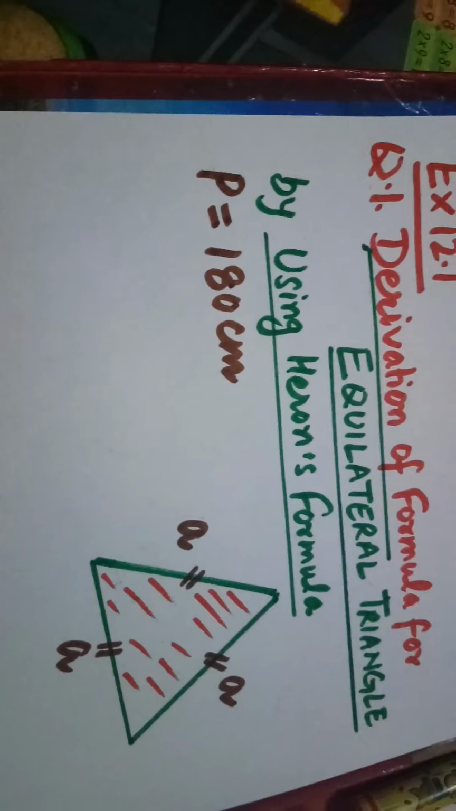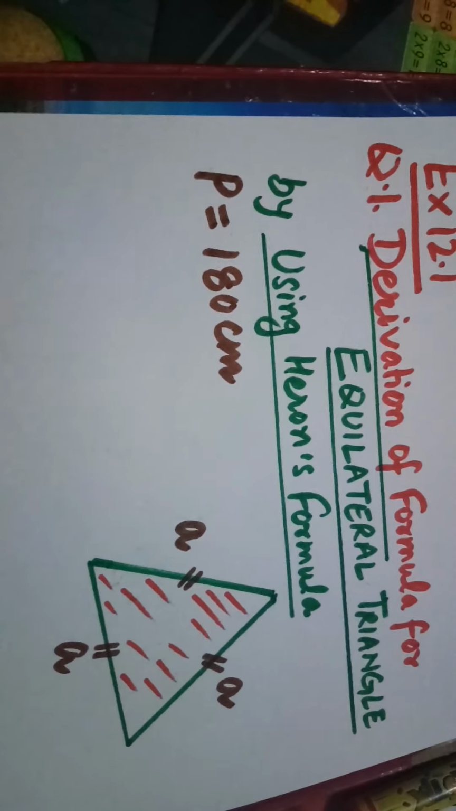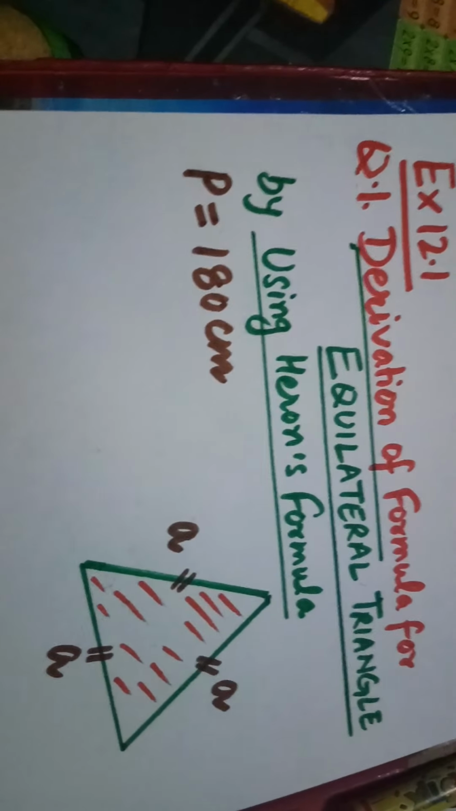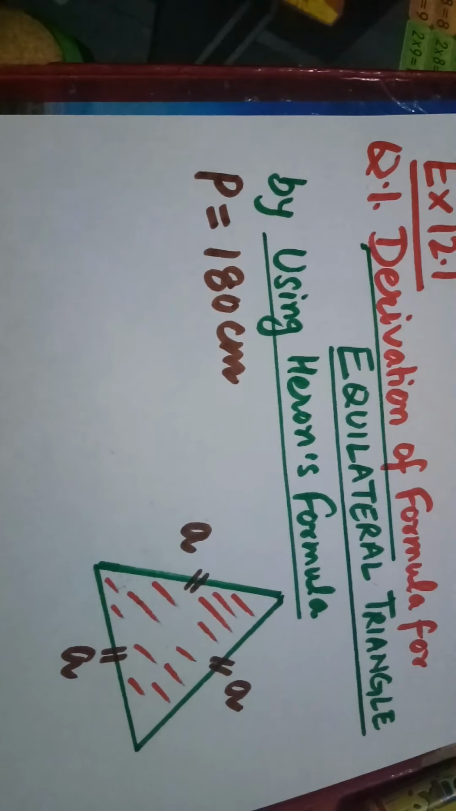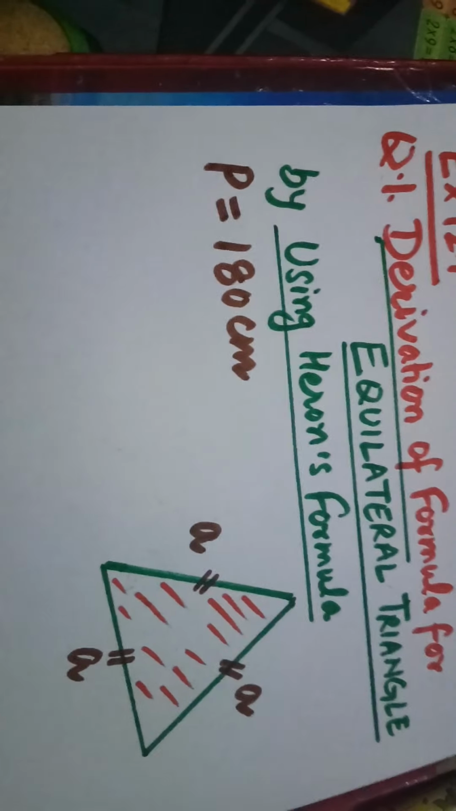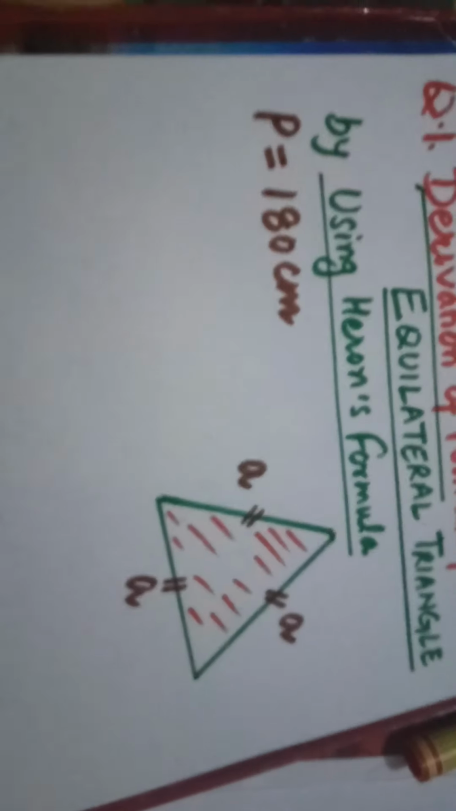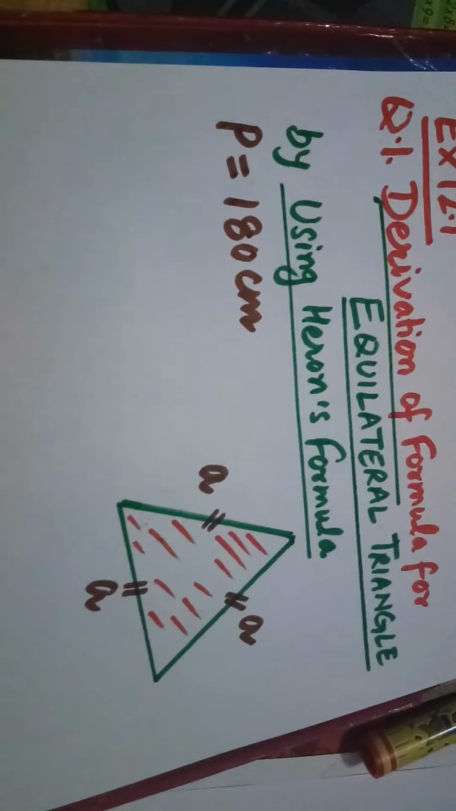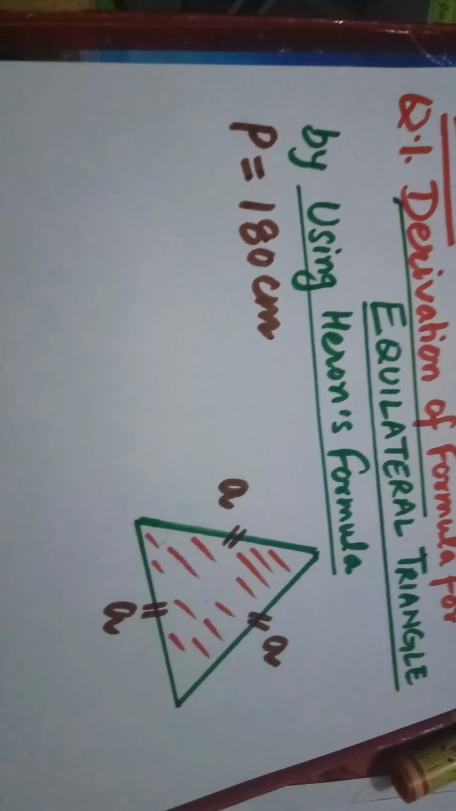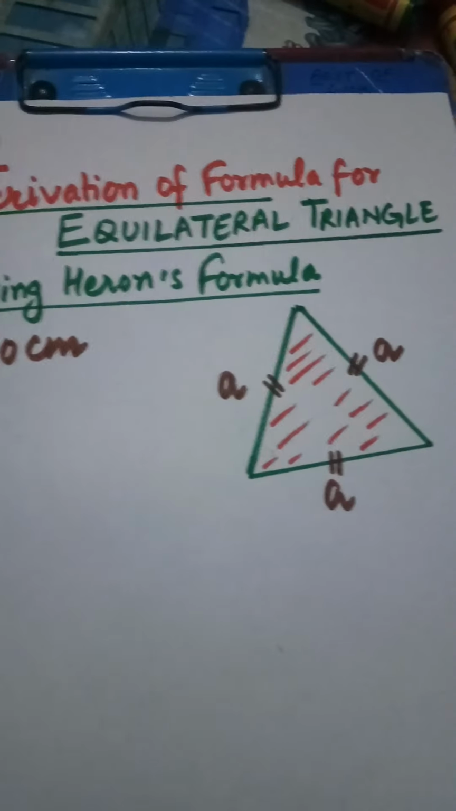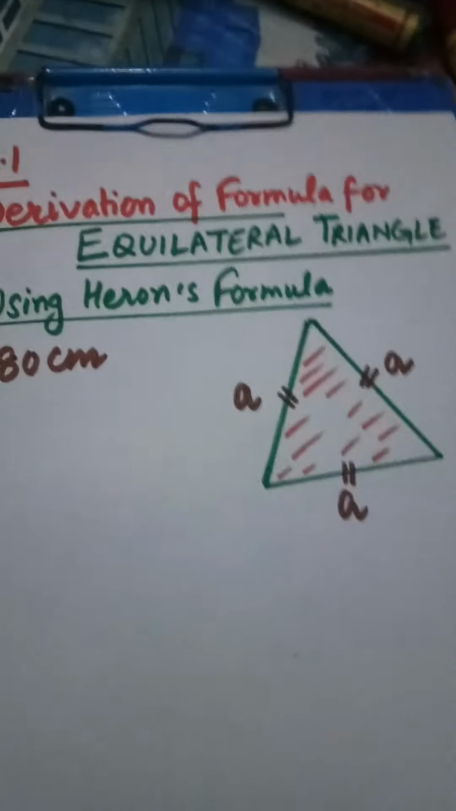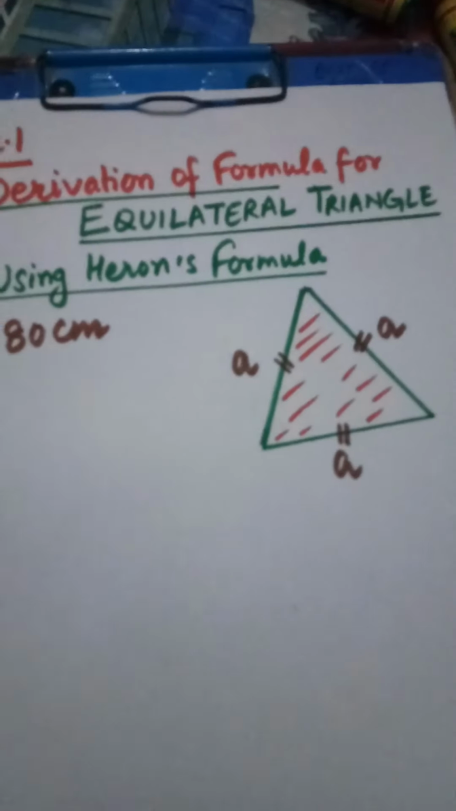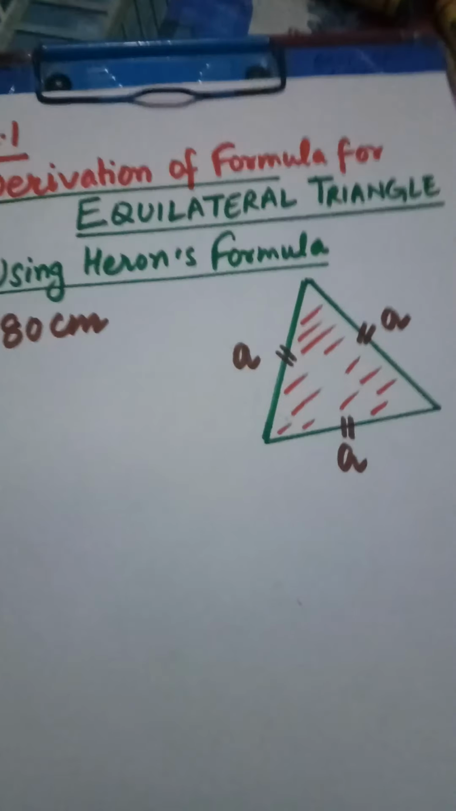We are doing Heron's formula, and today we are deriving a formula for the equilateral triangle with the help of Heron's formula. You know very well what Heron's formula is: area is equal to the square root of S into S minus A, S minus B and S minus C. And what was S there? S was the semi-perimeter, and A, B, C were the three sides of the triangle.